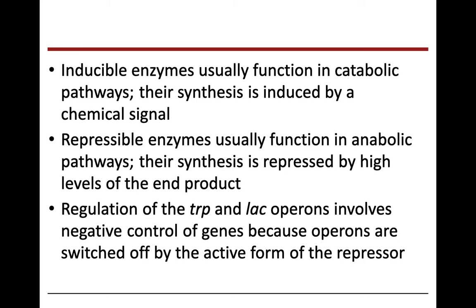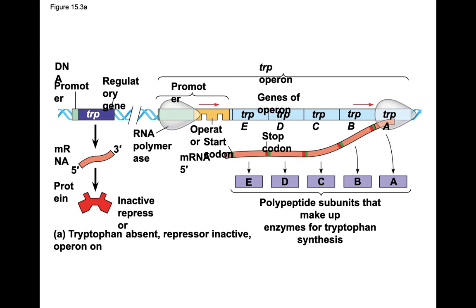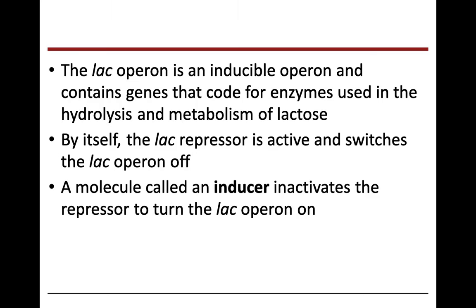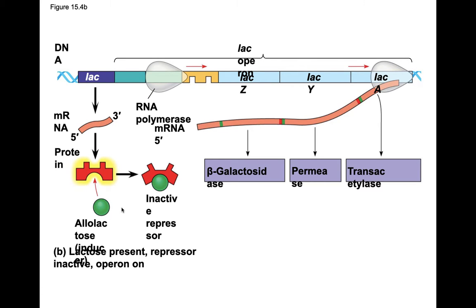Regulation of the TRP and LAC operons involve negative controls of genes because their operons are switched off by the active form of the repressor molecule. So again, this is going to be turned off with the active form of the repressor. And when we go back to E. coli, this will also be turned off when we have a co-repressor molecule bind to it. It's just that in this case, this is the end product for an anabolic pathway, and for a catabolic pathway, lactose is going to be the initial product.